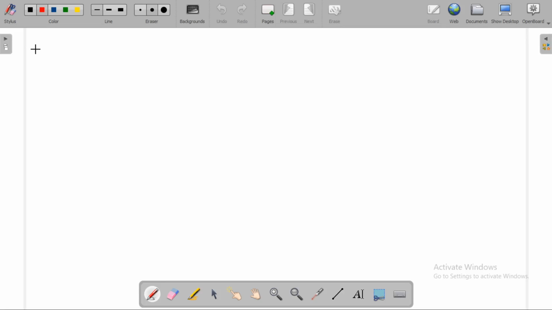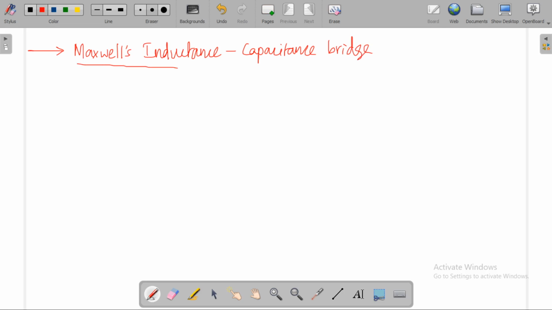Hello everybody. Now we shall discuss Maxwell's inductance capacitance bridge. Now let me draw the Maxwell's inductance capacitance bridge.